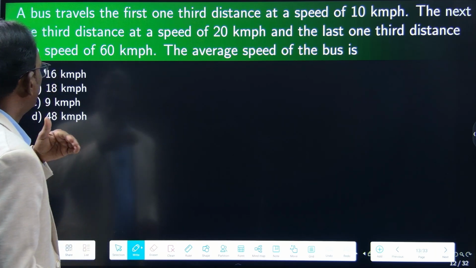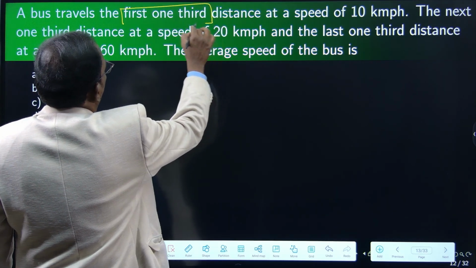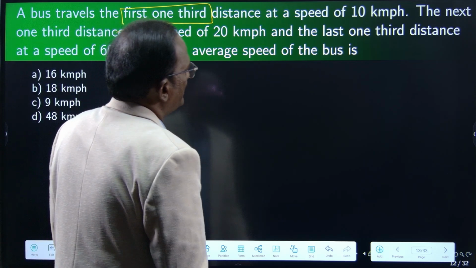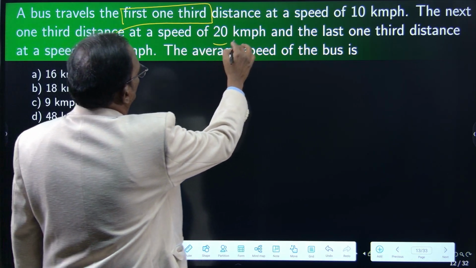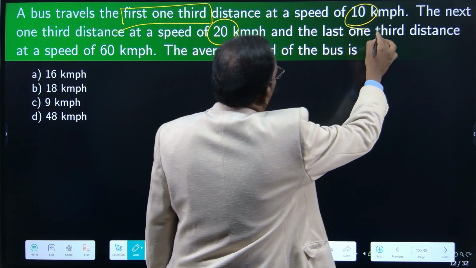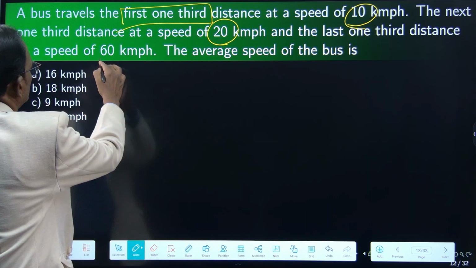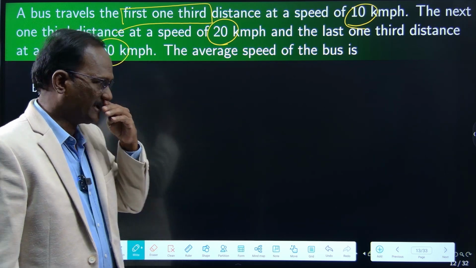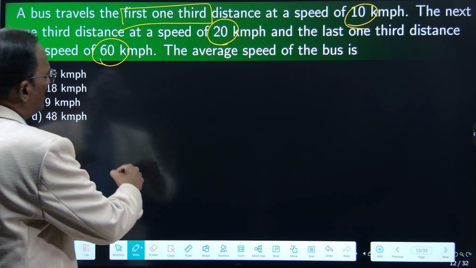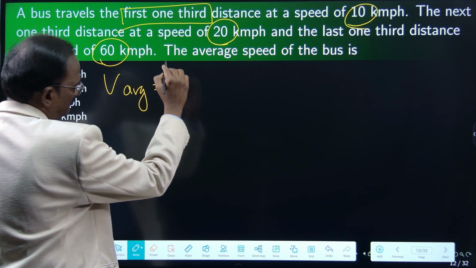Next problem, a bus travels the first one-third distance at a speed 10 km per hour. The next one-third distance 20 km per hour, and the last one-third distance 60 km per hour. 3 intervals, one-third, one-third, one-third, right? The average speed, V average, is what?